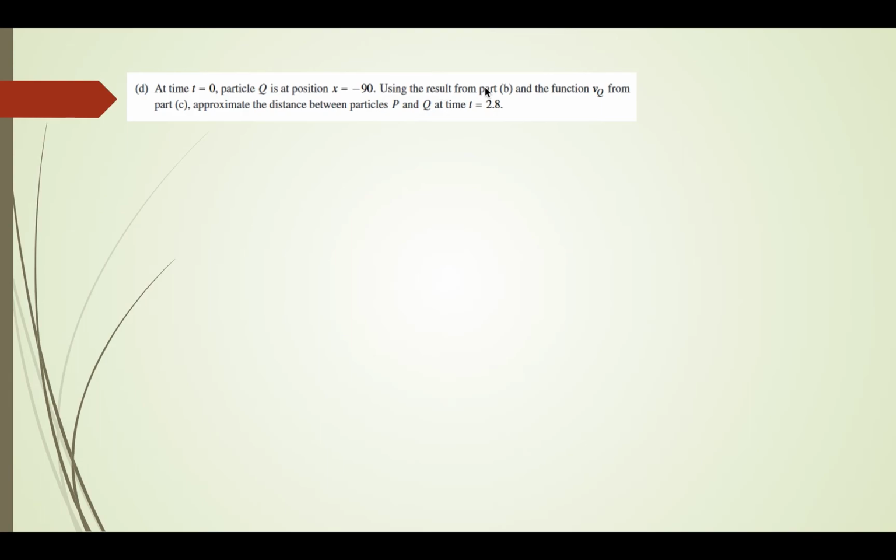So then it says, using the result from part B, which I'm going to put right here, and the function v sub q from part C, approximate the distance between the particles at time equals 2.8. When we did part B, they didn't really talk about what that integral gave you. But what the integral gave us in part B when we integrated from 0 to 2.8 was basically the change in position. And since particle P started at 0 and the change of position was a positive 40.75, we know that now at time equals 2.8, this is where particle P is located.